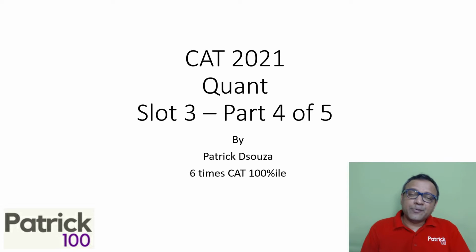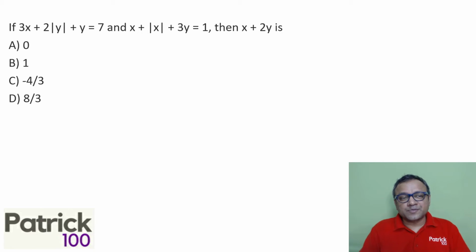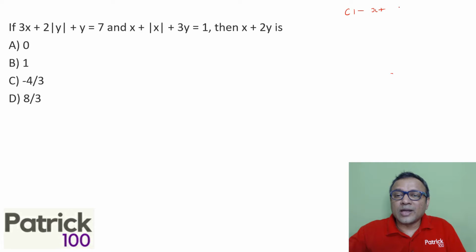So let's look at different approaches of how to solve things first. Now this sum has two equations, but there is a mod sign on x and y. Technically, when you're solving it, it becomes four cases. Case one becomes x positive, y positive. Same way, case two will become x negative, y positive. Case 3 will become x positive, y negative, and case 4 will become x negative, y negative.